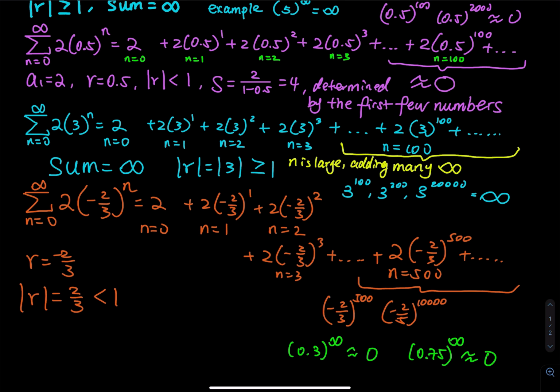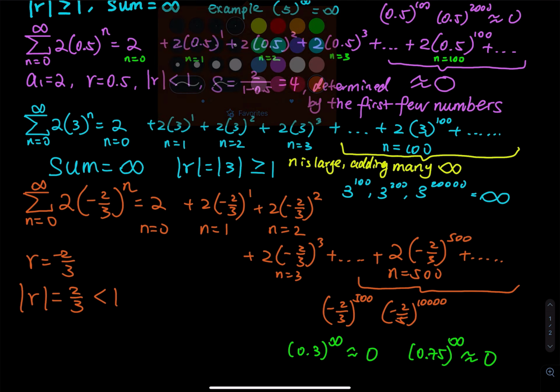So every time you look at a geometric series, look at the common ratio. This common ratio is negative 2 over 3, which is negative 0 point something. When you take the absolute value of that, it is less than 1. So when you take numbers like 0.2, 0.5, 0.75, and raise them to a very large value, the result is nearly 0.